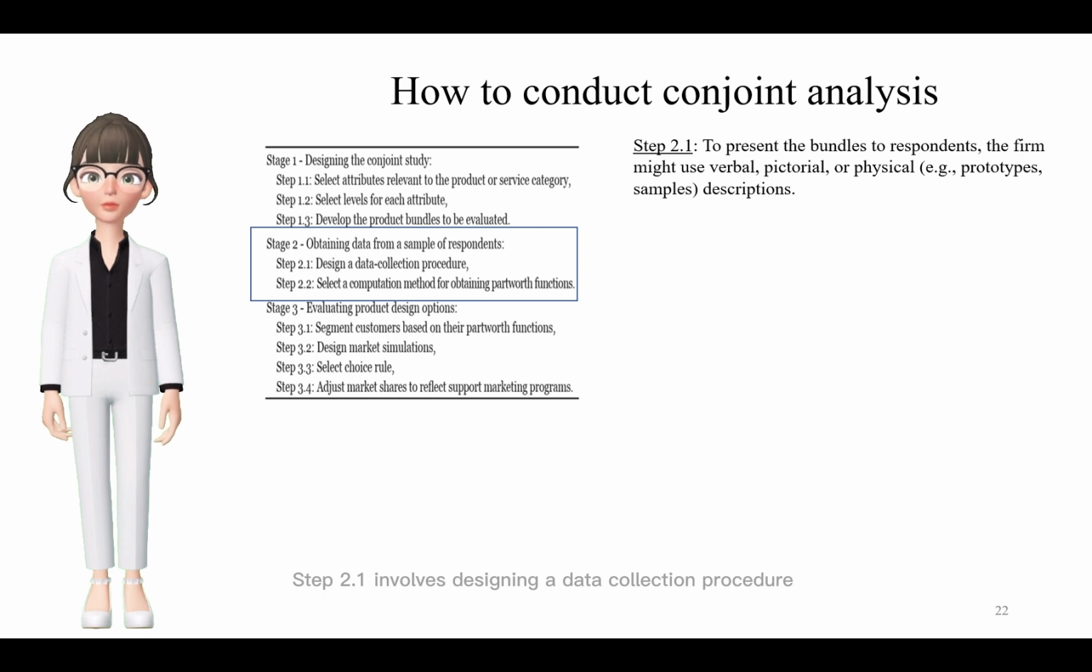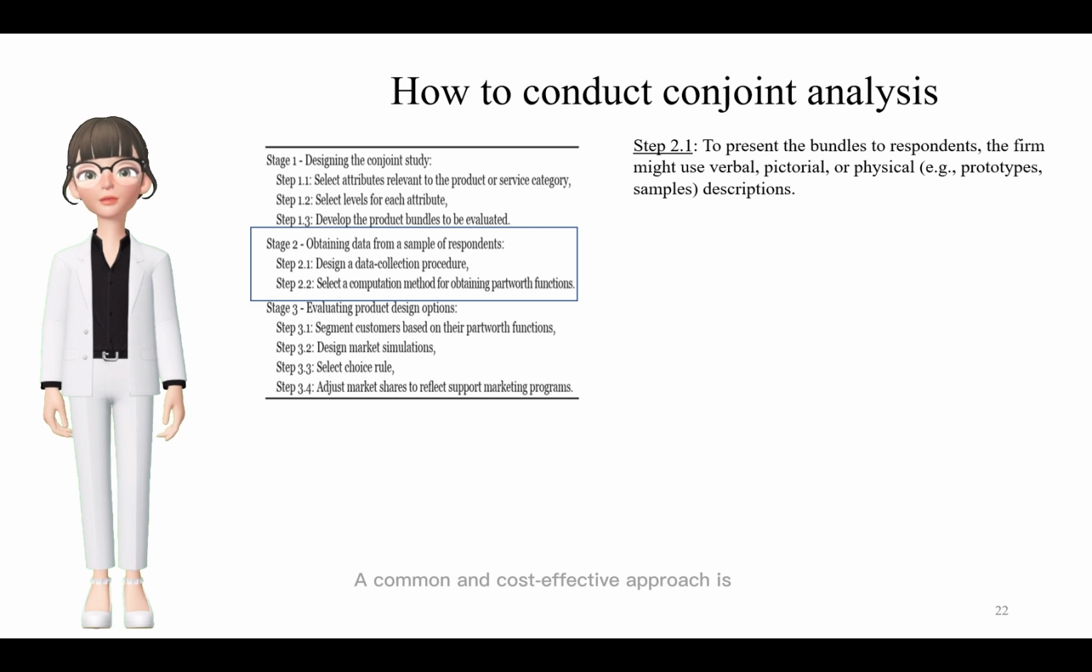Step 2.1 involves designing a data collection procedure to obtain evaluations of the selected product bundles, which is a crucial step in the Conjoint analysis process. There are various methods that can be used to achieve this, including verbal, pictorial, or physical descriptions. While physical prototypes are desirable, their high costs make them impractical for frequent use. A common and cost-effective approach is to design a Conjoint survey that combines verbal and pictorial descriptions to present the product bundles to customers. This method allows for a more realistic and engaging evaluation process while keeping costs under control.